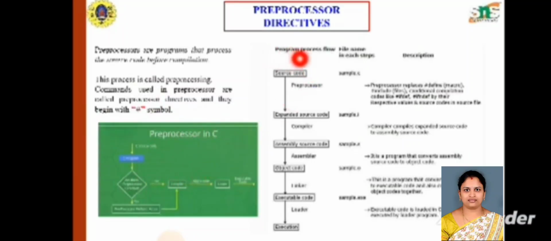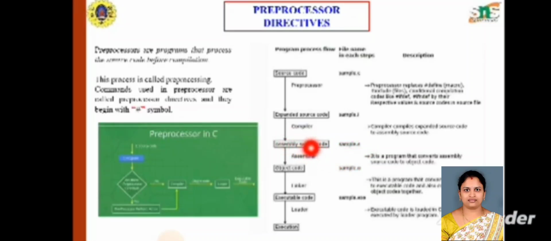So the program process flow, with the file name in each step. First, the source code will be processed with the preprocessor. At that time, the file name will be sample.c. Then it will be converted into expanded source code, in the form sample.i, that is file name.i. Then that expanded source code only will be passed into the compiler. After passing into the compiler, we'll get assembly source code, which is in the form of file name.s. So here the file name is sample, so I have used sample.s.